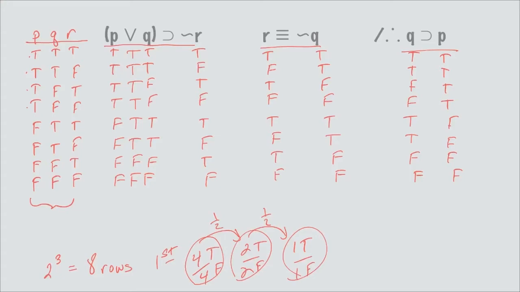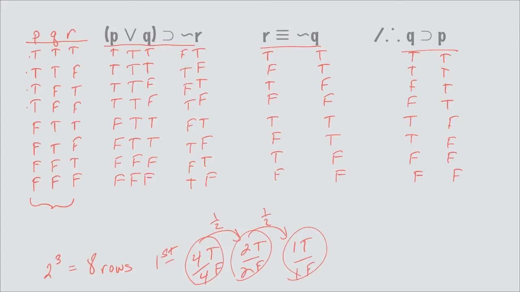Now I'm going to do the negation. So I have R: true, false, true, false. This is going to be easy enough. I'm just going to reverse the values. False, true, false, true, false, true, false, true. All right, so I've simply written out the opposite.